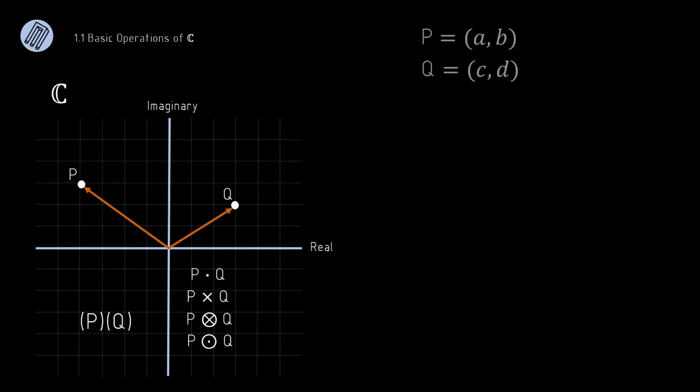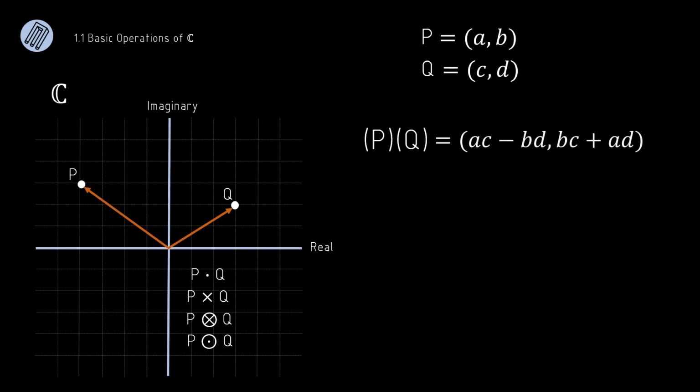So if I have a complex number, a comma b, and multiply it by another number, c comma d, I get a complex number in the form ac minus bd for the real part, and bc plus ad for the imaginary part. Now hang on, this is an odd way to multiply numbers regardless of what system you are in. Where does this come from?